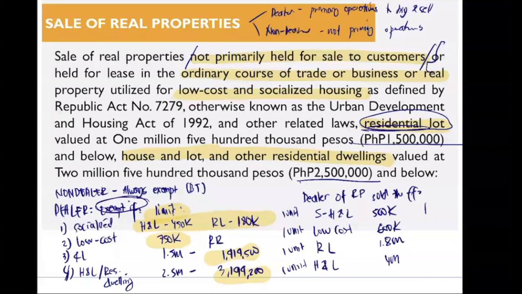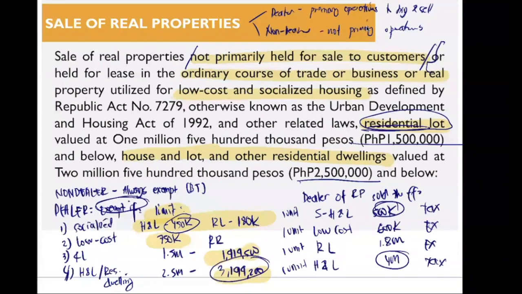Next, low-cost housing, 600,000. Ano yung limit? 750. Within the limit, yes, this is considered exempt. Next, residential lot, 1.8 million. Ano yung limit? 1,919,500. Taxable, exempt? Exempt kasi nga it is within the limit. House and lot, 4 million. Ano yung ating limit? 3,199,200. Taxable, exempt? Taxable because it is more than the limit.